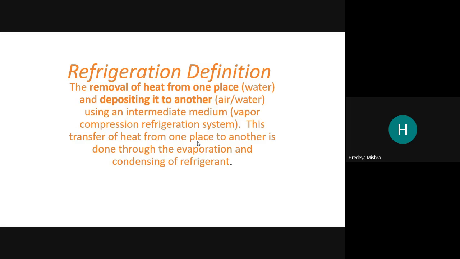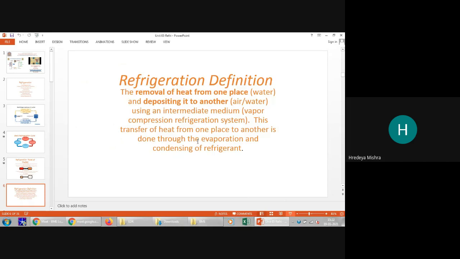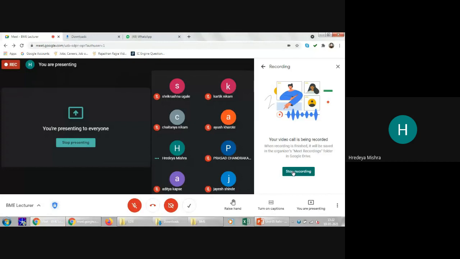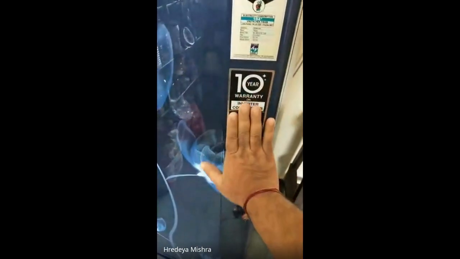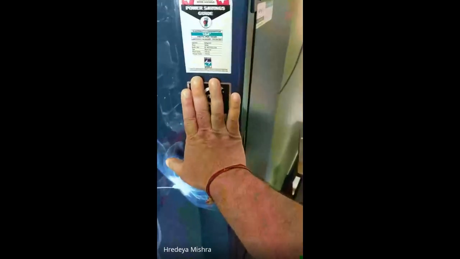I'll just show you, just wait. I am going to show you something here. This is a refrigerator. Okay, this is the refrigeration system.